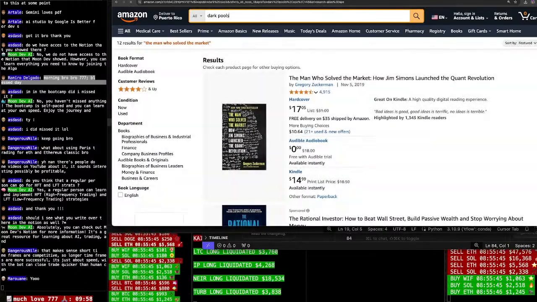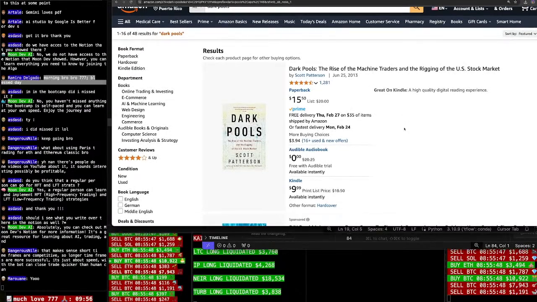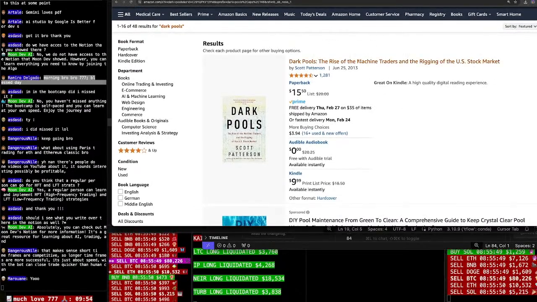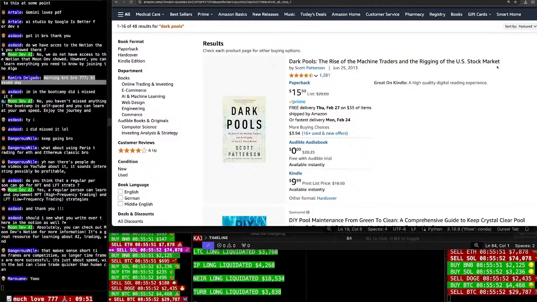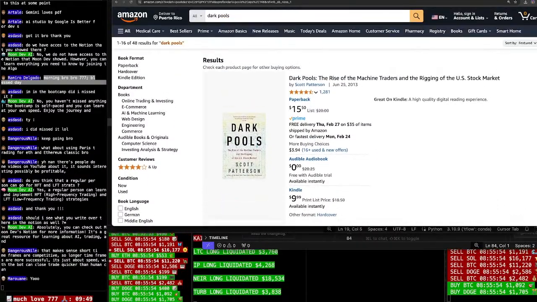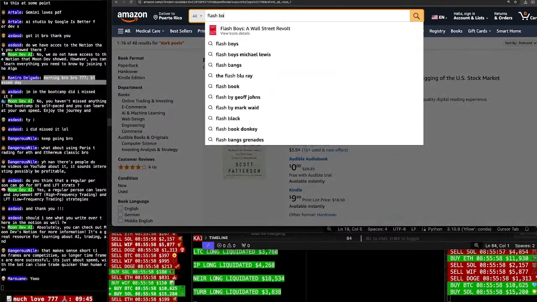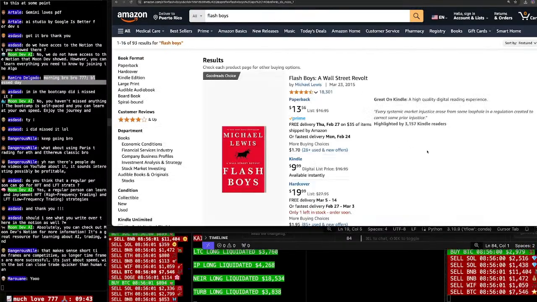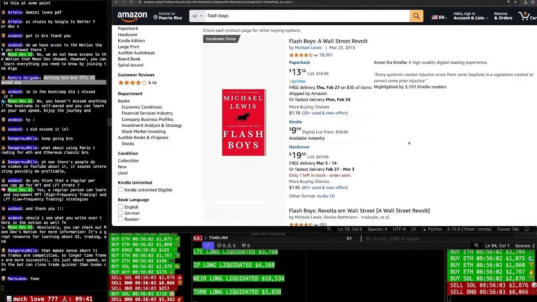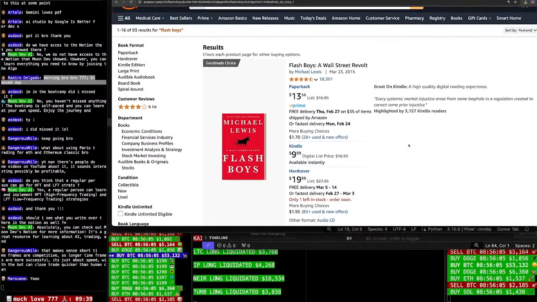Dark Pools, another good one. It's fascinating, dude. This one's fascinating. The Rise of Machine Traders and Rigging the U.S. Stock Market. Another must read, dude. Another must read. Flash Boys, if you want to know more about those high frequency traders and what they'll do to win. Michael Lewis's Flash Boys here. Definitely a must read.